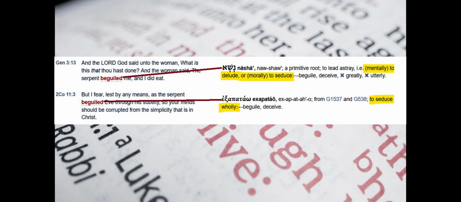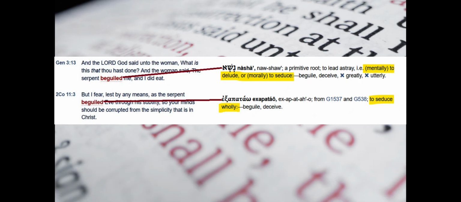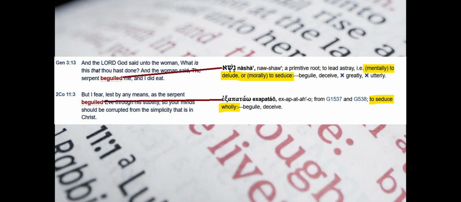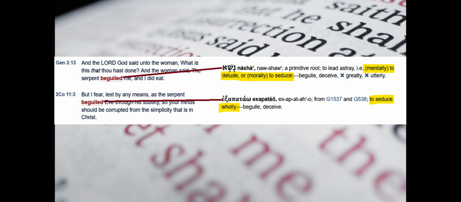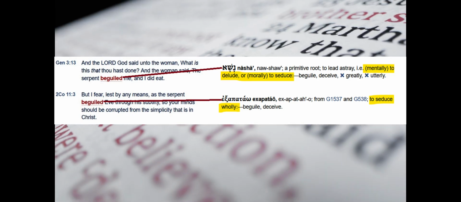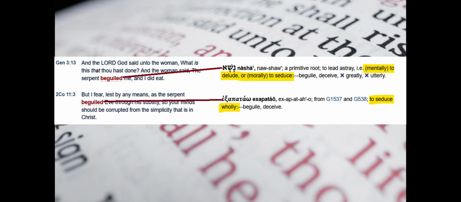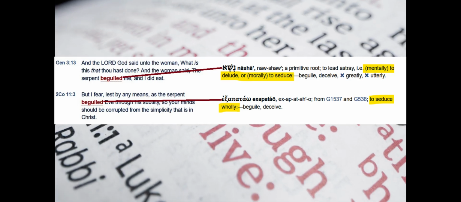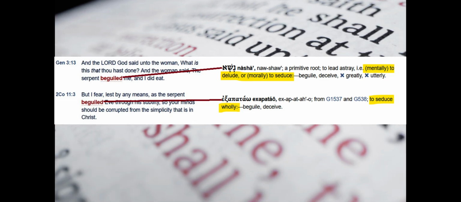In Genesis 3 verse 13 the author wrote the Aramaic/Chaldee word nasha, and its definition is to delude mentally or morally seduce. In 2 Corinthians 11 verse 3 the author wrote the ancient Greek word exapatao, and its definition is to seduce wholly. We see that 2 total different words from different languages have the same definition with the type of deception that occurred between Eve and the serpent.